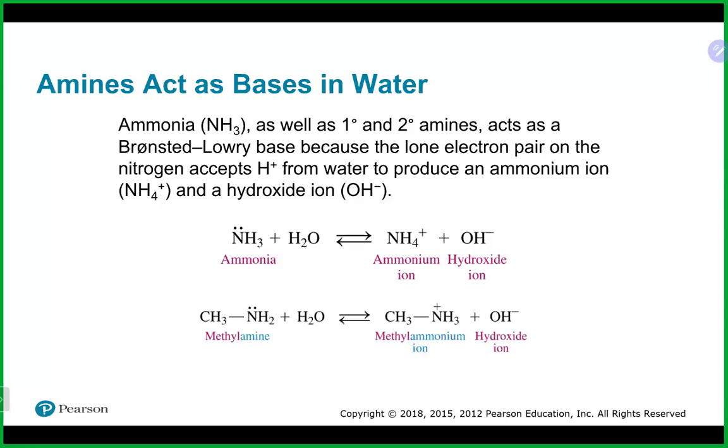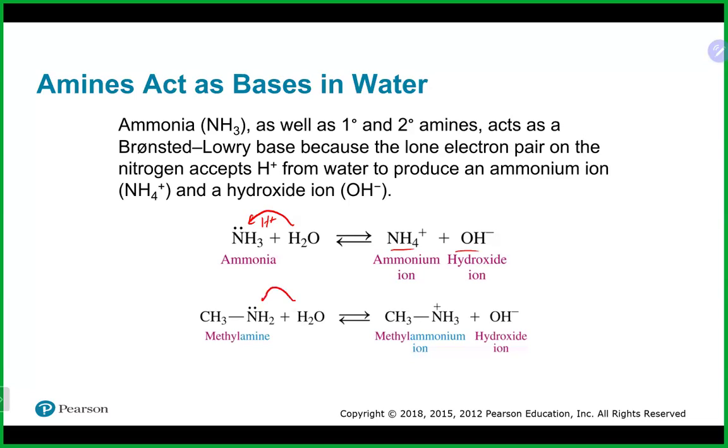So as I mentioned, since amines are really based off of ammonia, which is a weak base, it's not surprising that they can also act as a weak base. And again, the same sort of Bronsted-Lowry definition of a base. So here in ammonia, it's going to accept the H plus, which is the definition of a base, and makes NH4 plus and OH minus. Here, methylamine will basically do the same thing.